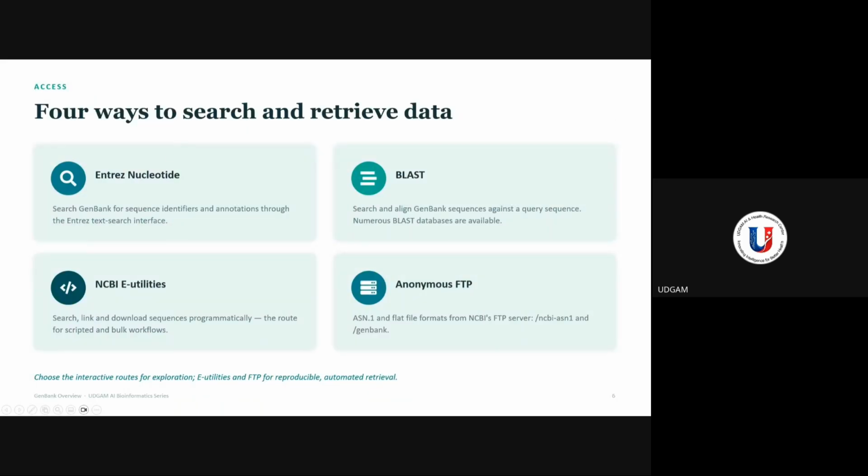So there are four ways to search and retrieve data from GenBank. The first is Entrez Nucleotide. What we will do is search GenBank for sequence identifiers and annotation through the Entrez text search interface. I'm going to show you that today.